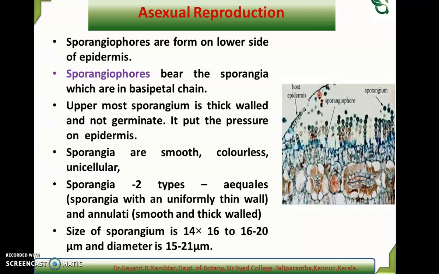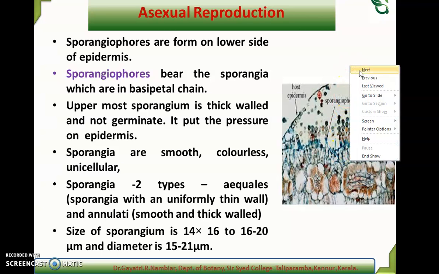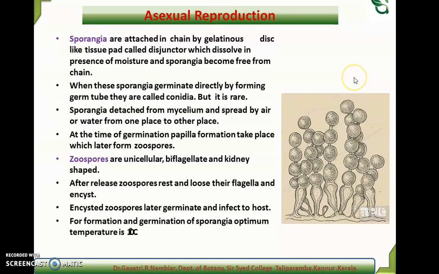During asexual reproduction, the mycelium of the fungus accumulates at the lower epidermis and exerts pressure on the epidermis during the formation of sporangia. The sporangia are borne on the sporangiophores and exert the pressure. As a result, the host epidermis bursts open and the sporangia can be seen, exposed to the outer environment. The sporangia are produced in chains, attached by a gelatinous disc-like tissue pad called the disjunctor.